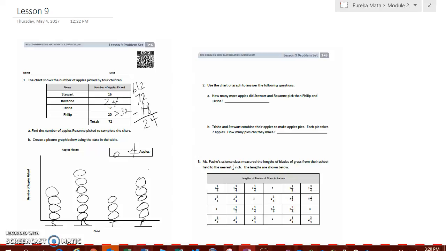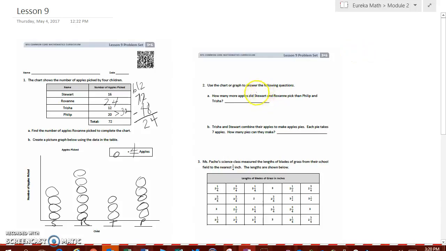If we go to the next page, we have to answer some questions about the graph or the chart. So let's figure out where the best place to go would be. How many more apples did Stuart and Roxanne pick than Philip and Trisha? Okay, here we go again. So one way to do that would be to add up how many Stuart and Roxanne picked, combine them, and Philip and Trisha, combine those, and then find the difference. So we could do that.